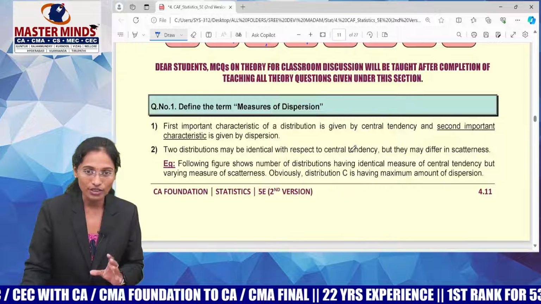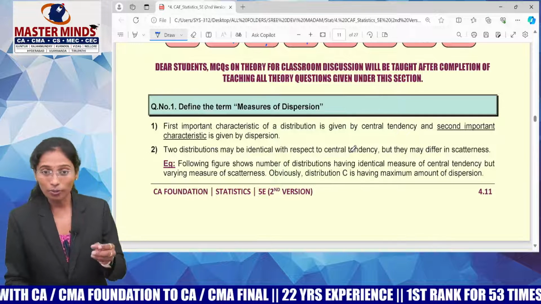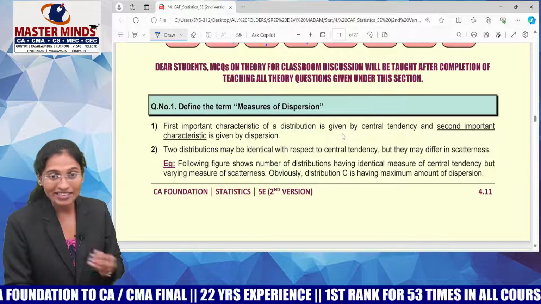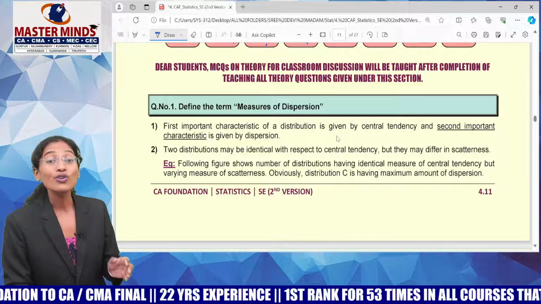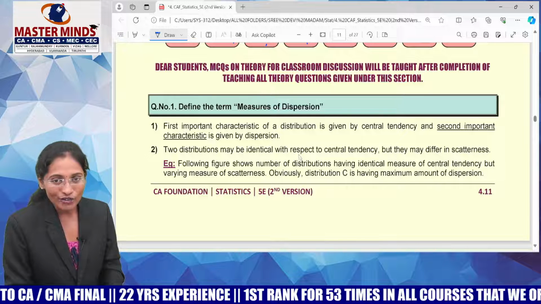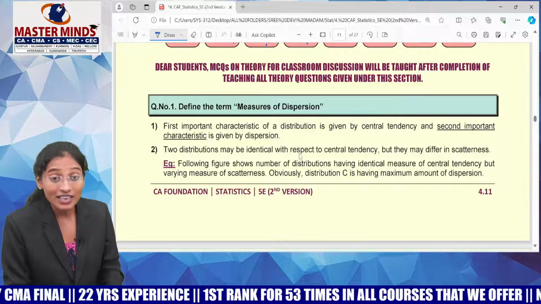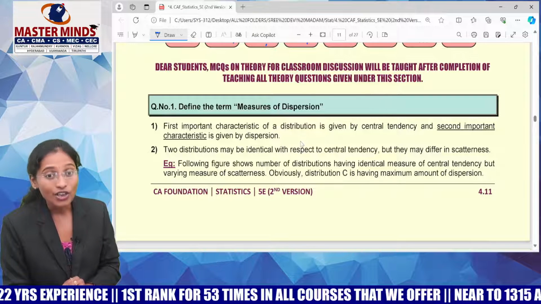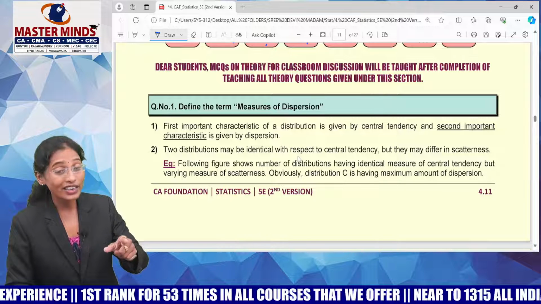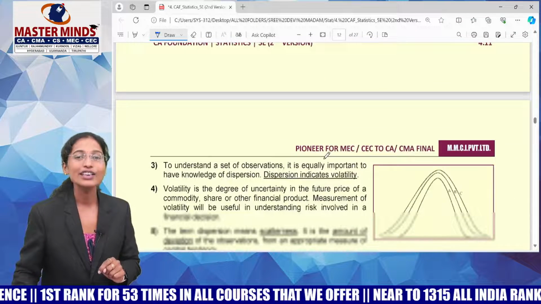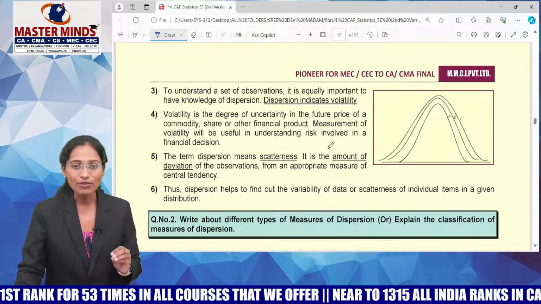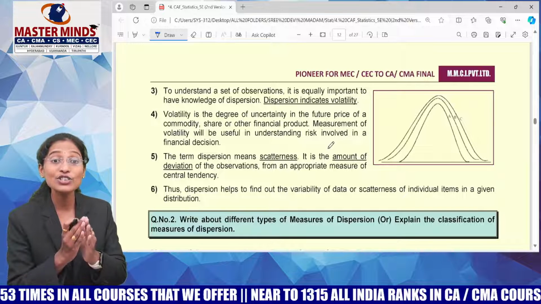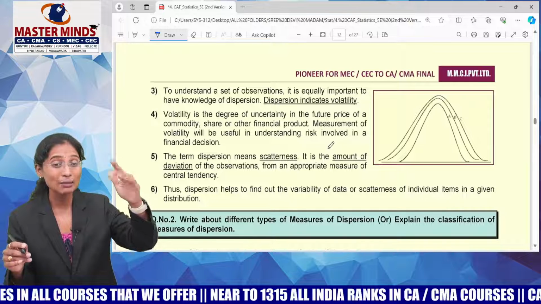So what is a measure of dispersion? So guys, we have already talked about this. Look at this. The first important characteristic of a distribution was given by central tendency, right? Now, two distributions may have the same measure of central tendency, but they may differ in scatteredness. I have already told you, if two students got the same measure of central tendency, you will verify which is correct by using dispersion. To understand a set of observations, it is equally important to have knowledge of dispersion, as dispersion indicates the volatility. Volatility means ups and downs, guys.